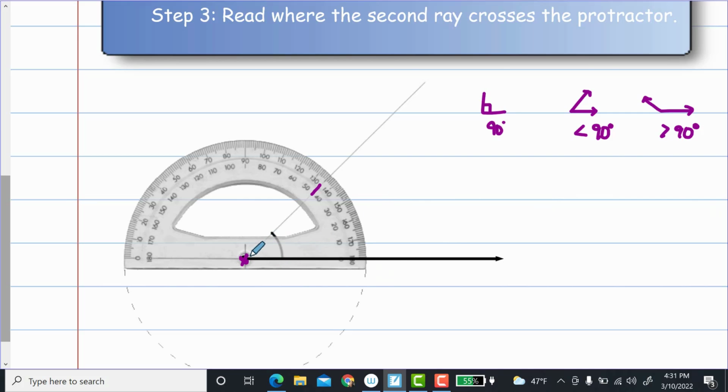So if I follow the ray across, this looks like a less than 90 degree angle, so it is an acute angle. So I'm going to read the acute scale. It's in between 40 and 50. So it's exactly halfway in between, so it's 45 degrees. So that is the first way.